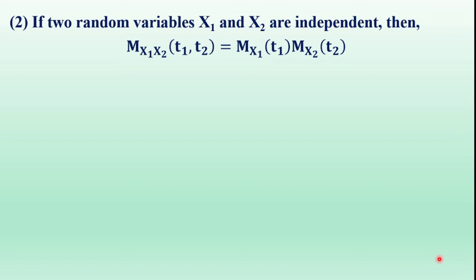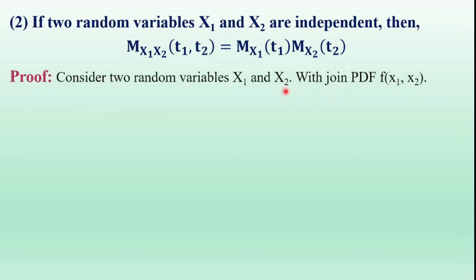The second property is: if two random variables x1 and x2 are independent random variables, then M_{x1,x2}(t1, t2) is equal to M_{x1}(t1) into M_{x2}(t2). If the random variables x1 and x2 are independent, the joint moment generating function is equal to the product of their marginal moment generating functions. That is this one. So now coming to the proof.